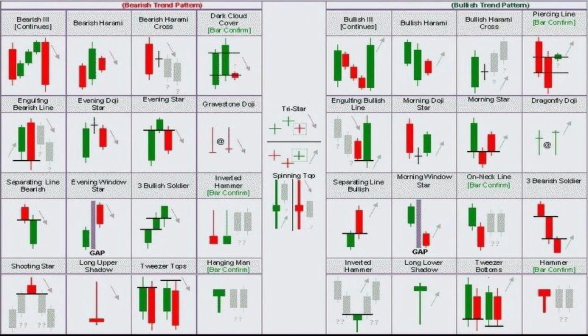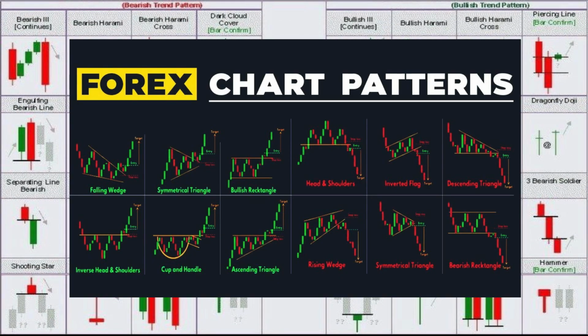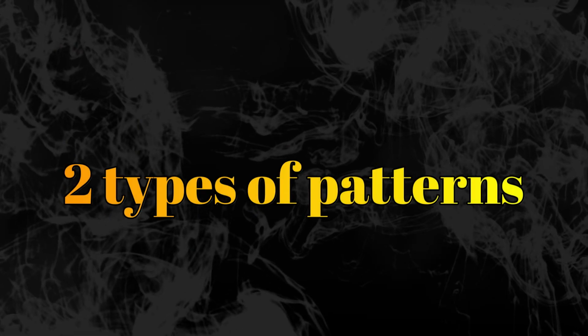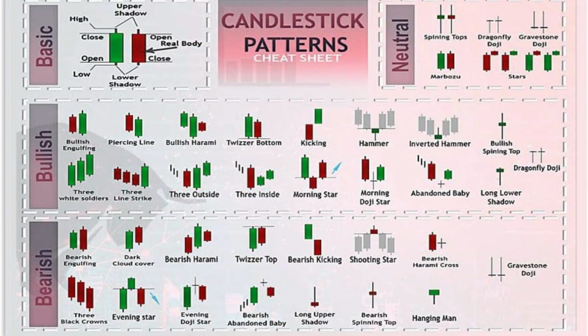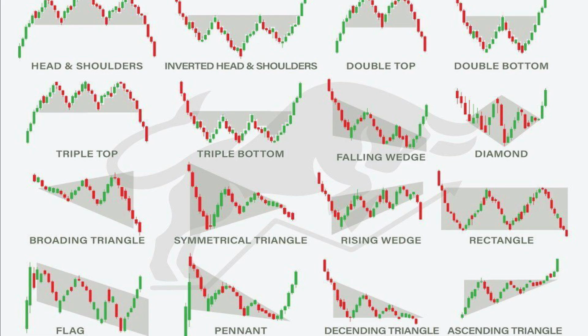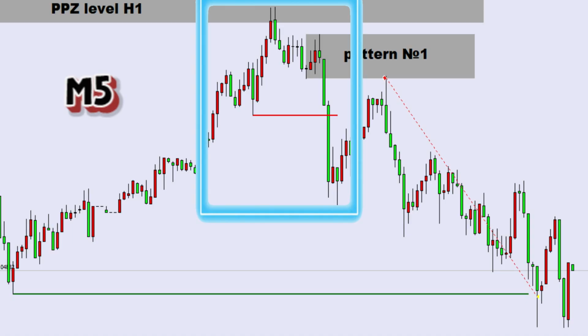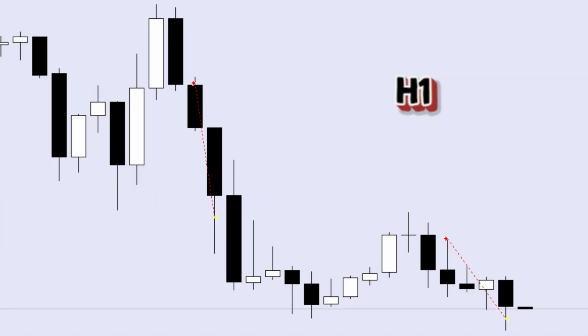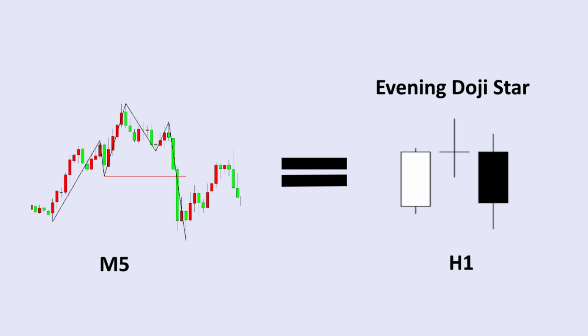There are a huge number of different patterns that are successfully used in trading. Patterns are divided into two types. 1. Candlestick patterns. 2. Graphic patterns. Both of these types are closely related to each other, as the formed graphical model is a pattern consisting of 1 or 2 candles on a higher time frame.